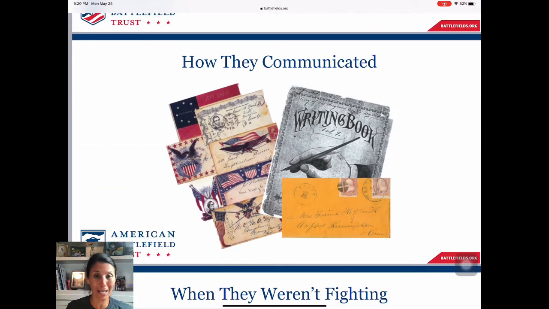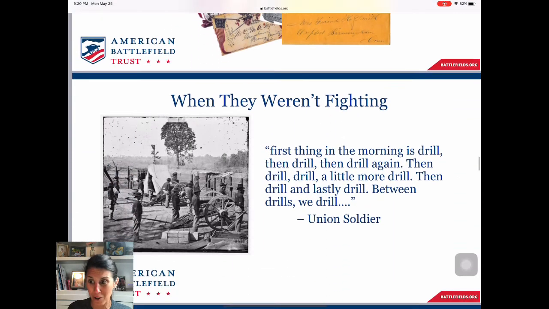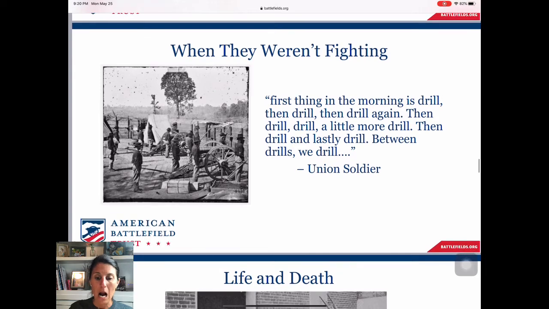And how did they communicate? Through letters that went back and forth to their families. Sometimes and often enough, there were two or three boys from one family off at war, and the death toll was just astronomical in the Civil War.